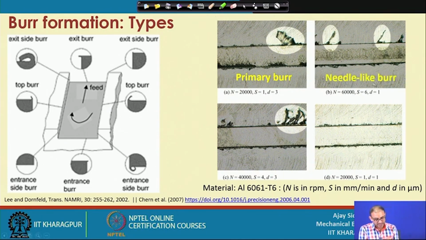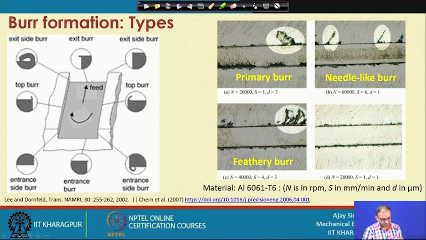Then another is the needle-like burr, where the thickness is very small and it is sharper compared to the primary burr. That is why it is named a needle-like burr. That happens when you increase the RPM, you increase the feed rate and you reduce the depth of cut, because when you reduce the depth of cut, your chip thickness reduces, and because of the reduction in thickness, the thickness of the burr also reduces.